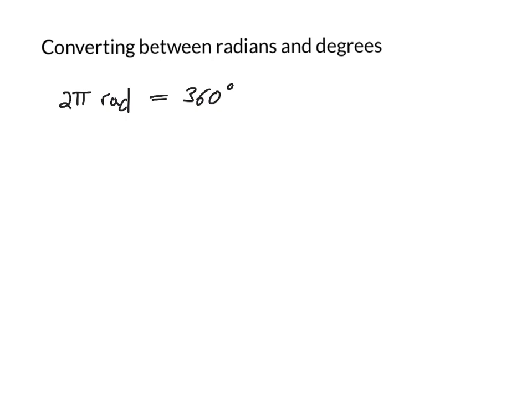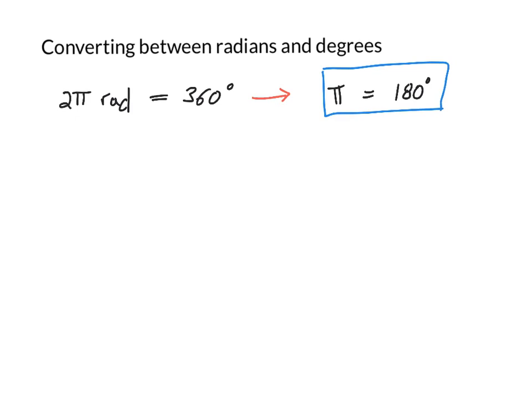To simplify this, we can divide both sides by 2, and what we end up with is a conversion factor that you probably see a lot: pi radians is the same as 180 degrees. So pi radians is 180 degrees. This is the conversion factor that we're going to use here.